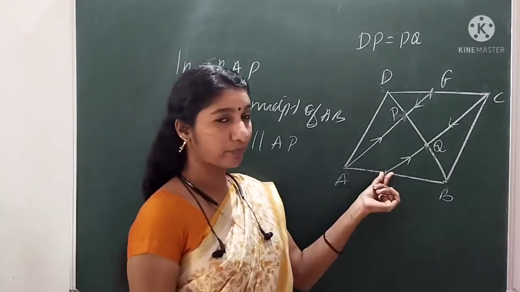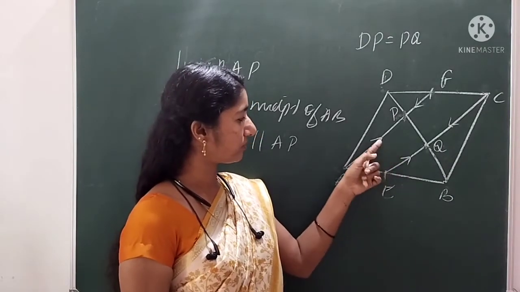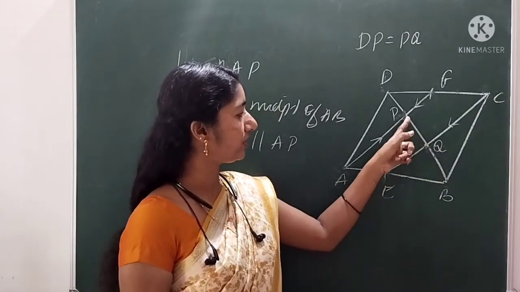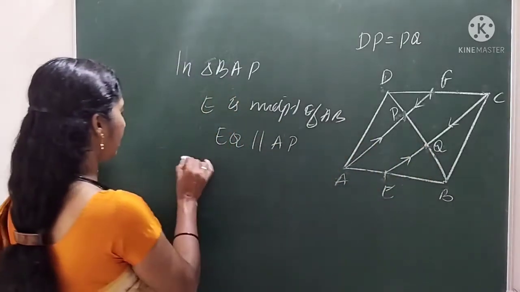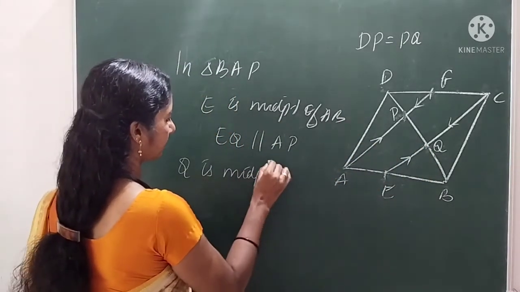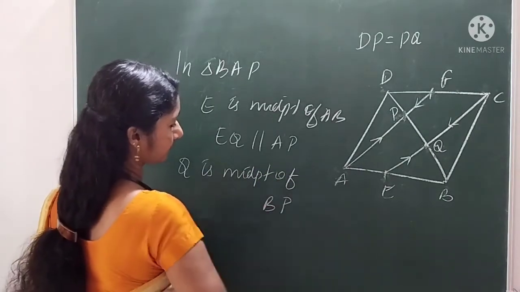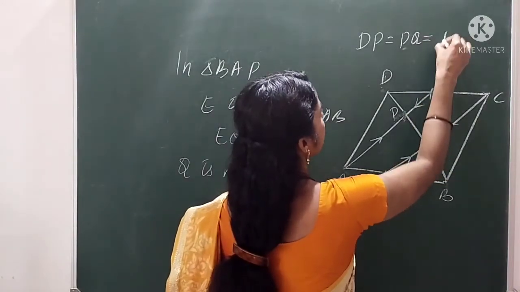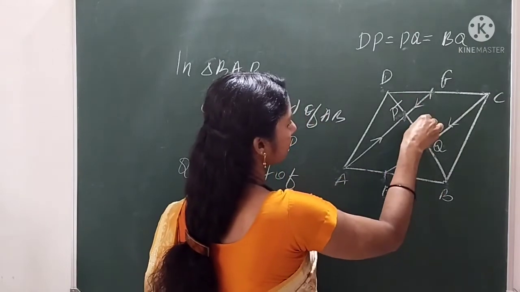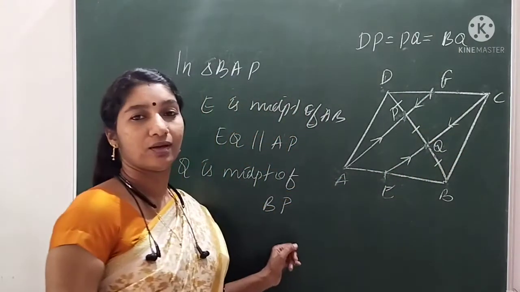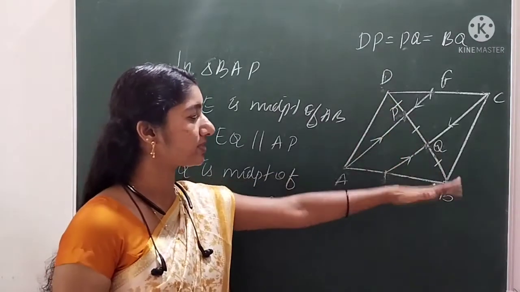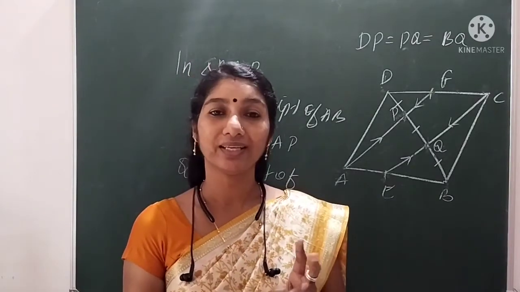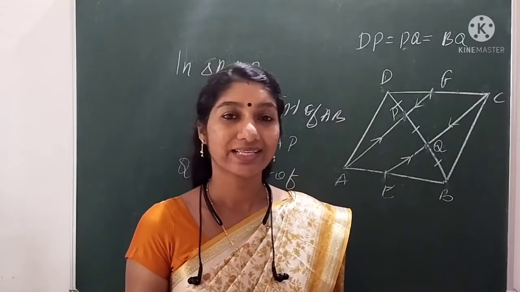Because from the midpoint, drawing a parallel line to the second side of the triangle, that parallel line will cross the midpoint of the third side. So BP is the third side, Q is the midpoint of BP. So we got PQ is the same as BQ. Now we got DP equal to PQ equal to BQ. All the three line segments are equal. So what does it mean? P and Q divide the line segment BD into three equal parts. That is called trisecting.